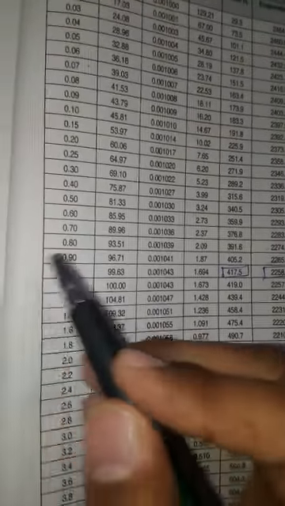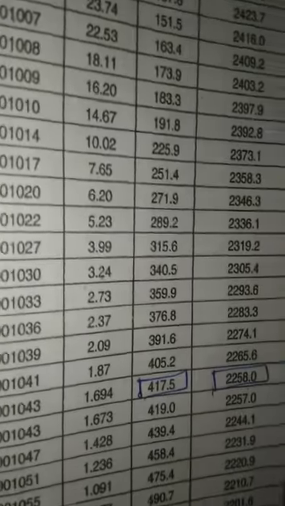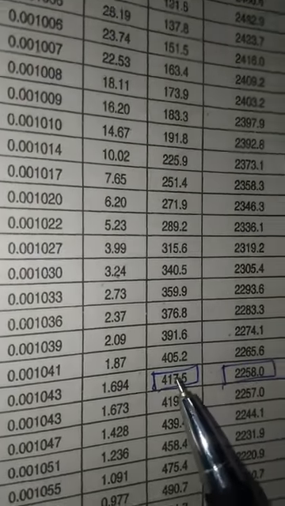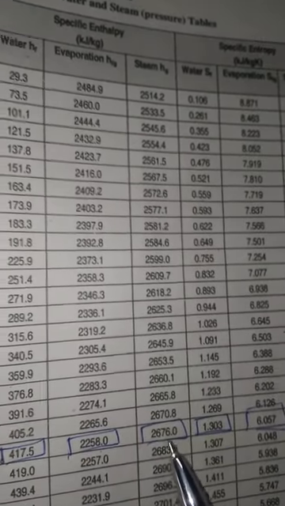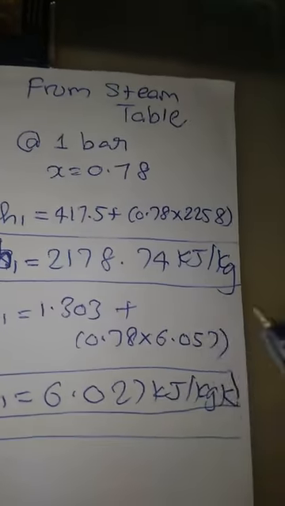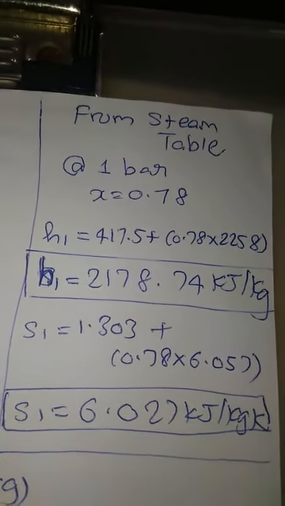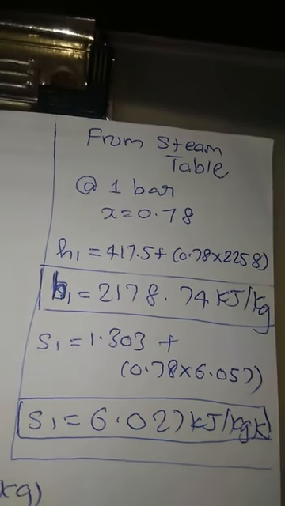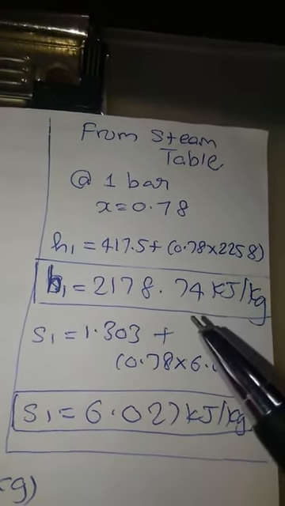As you can see, at the pressure of 1 bar, the value of hf is 417.5, hfg is 2258, and hg is 2676. And as you can see, our answer for enthalpy at point 1 is 2178.74, which is less than hg. So for wet steam, the value of enthalpy at any point will be less than hg.